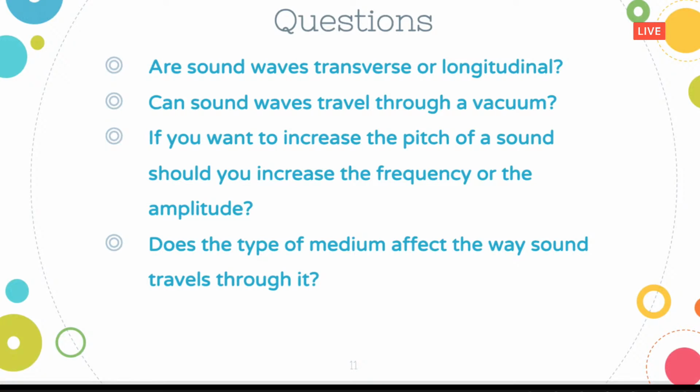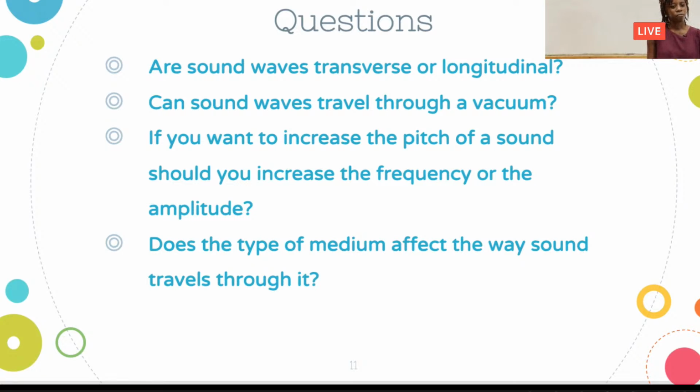The second question, can sound waves travel through a vacuum? So pause again. Now, if you said no, you are correct. Sound waves cannot travel through a vacuum because you need particles to vibrate.